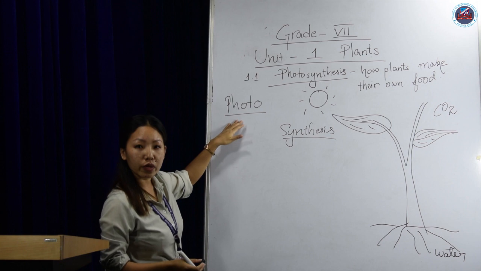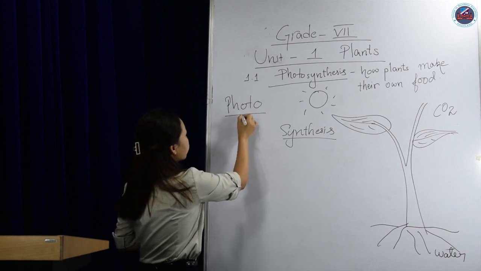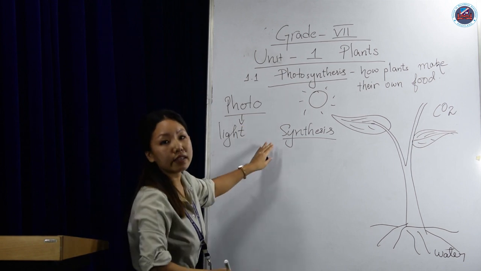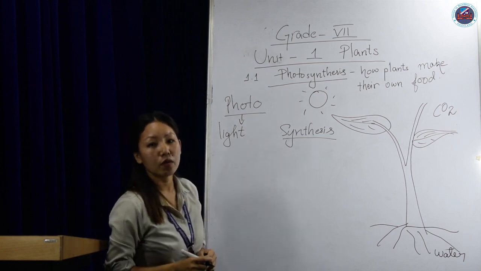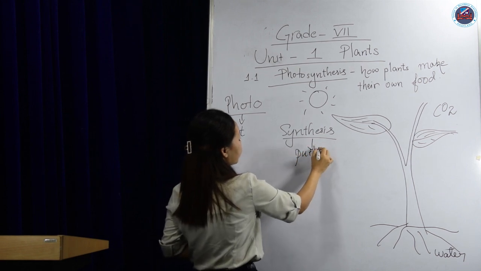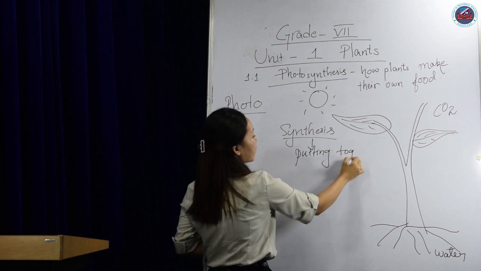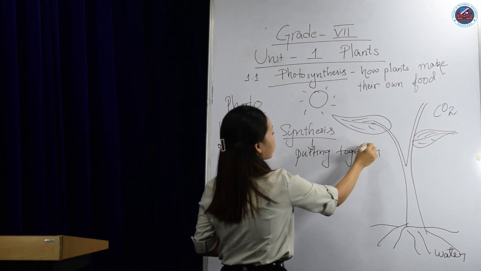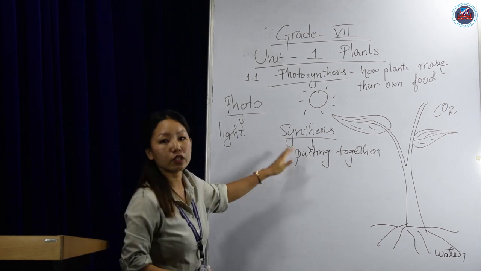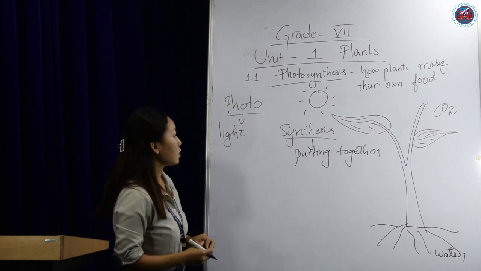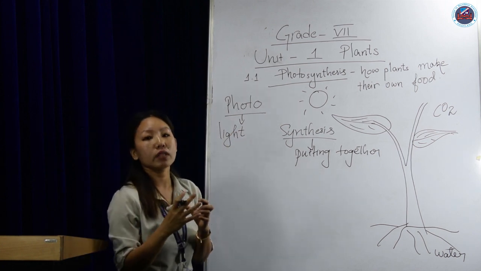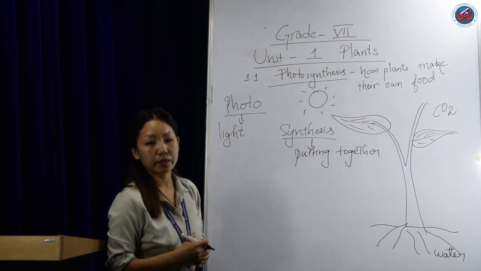Photo is a Greek word for light. Synthesis is also a Greek word for putting together. So photo means light, synthesis means putting together. Green plants use light to put together chemical compounds and turn them into food.